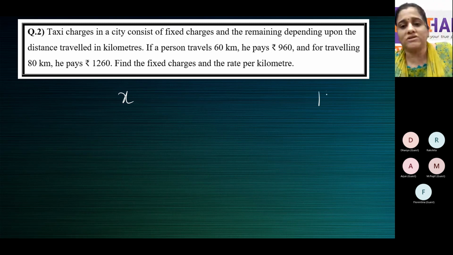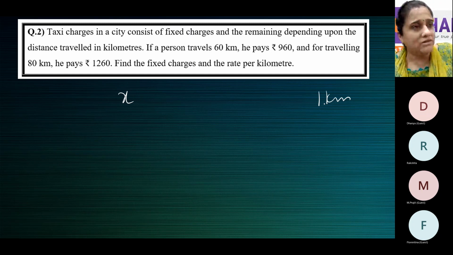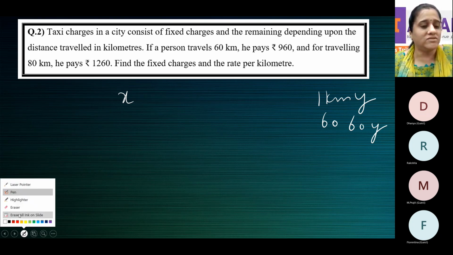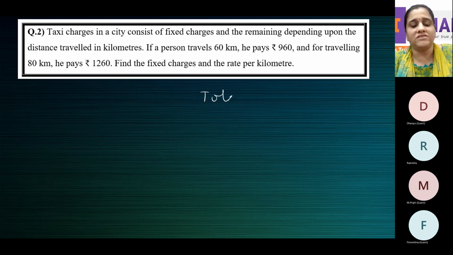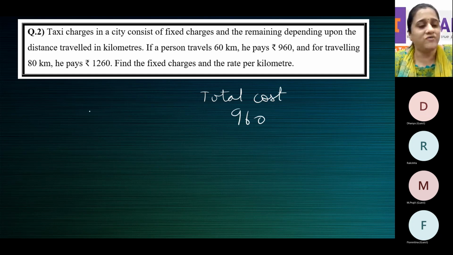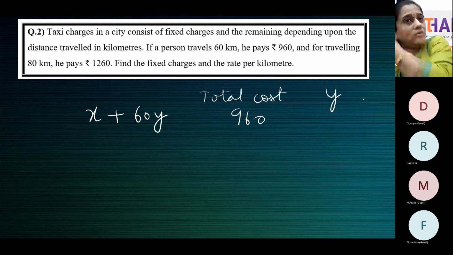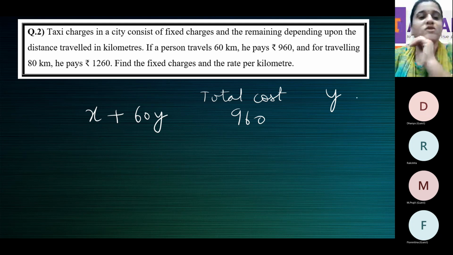So for 1 kilometer, it is y rupees. For 60 kilometers, it will be 60y rupees. So basically, the total cost of 960 is made up of one fixed cost x plus the variable cost, which is 60y. What is 60y? y is the rate per kilometer. For 1 kilometer, y rupees. So for 60 kilometers, 60y rupees.